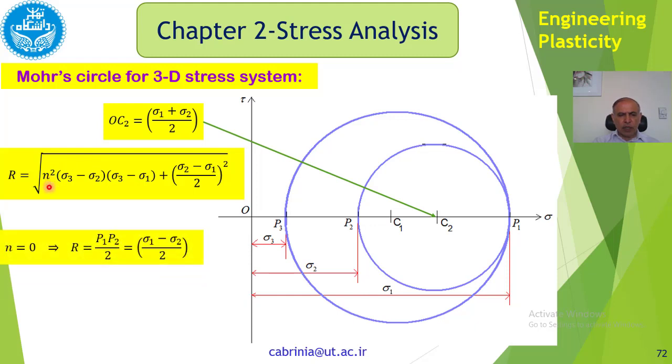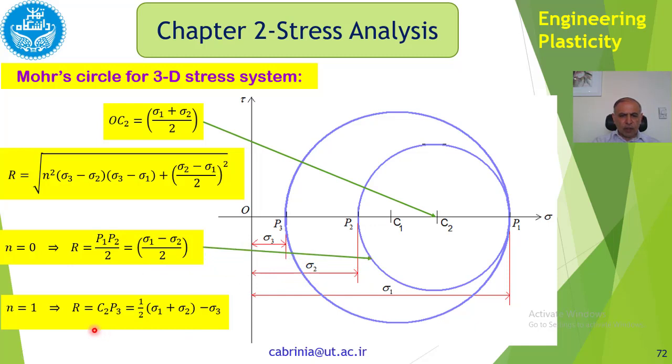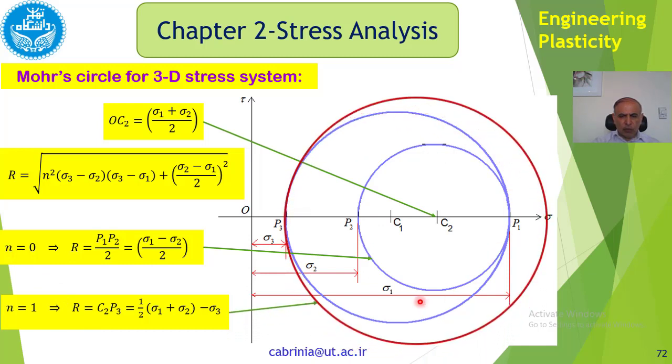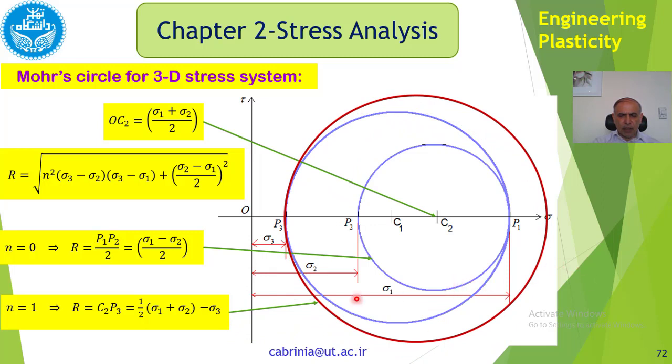So if we change n from 0 to 1, we get these two values, two different values, and the radius changes like that. If we put n equal to 0, we get this one, and if we put n equal to 1, we get a bigger circle. In the previous slide, our circle reduced in radius. Here it's increased in radius, from that to that.